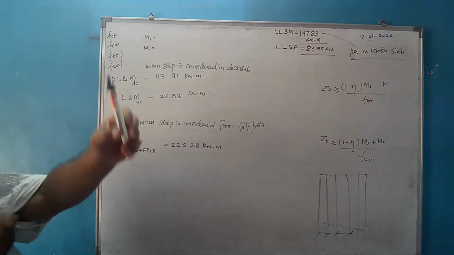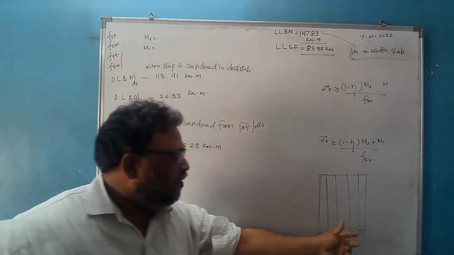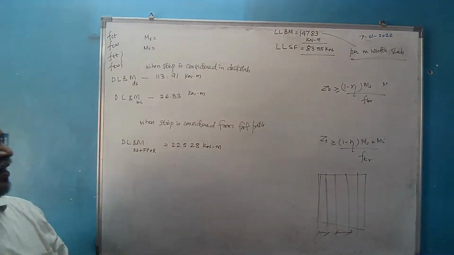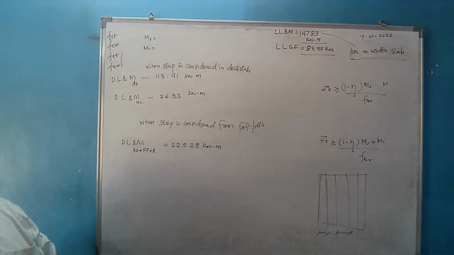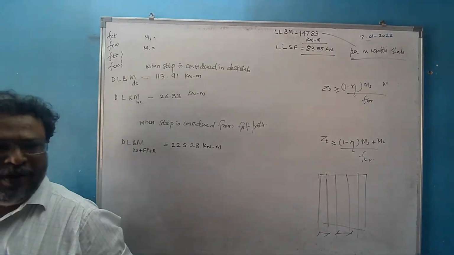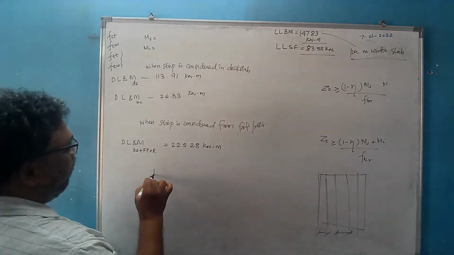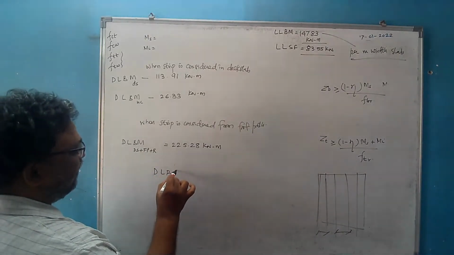When the strip is considered in deck slab, and when the strip is considered in the footpath, these were the bending moments. Now how much is the dead load bending moment? Dead load bending moment मैंने कितना लेना चाहिए?